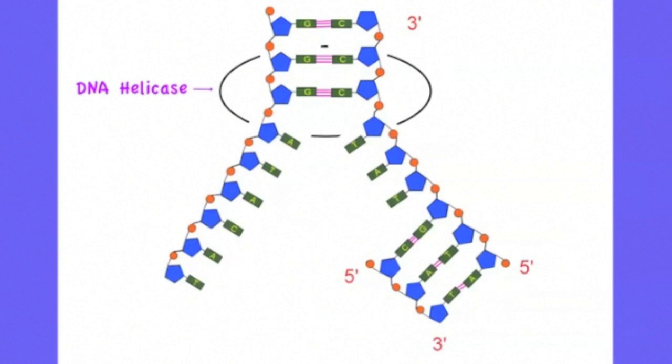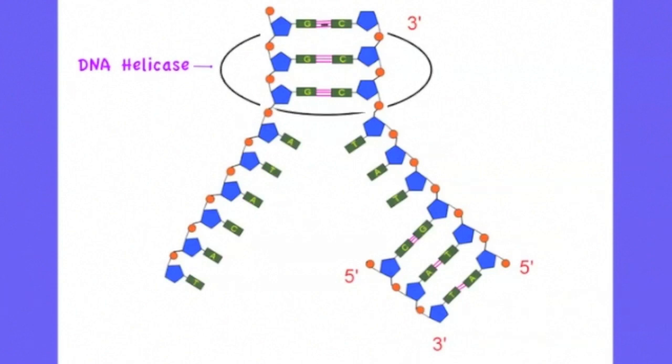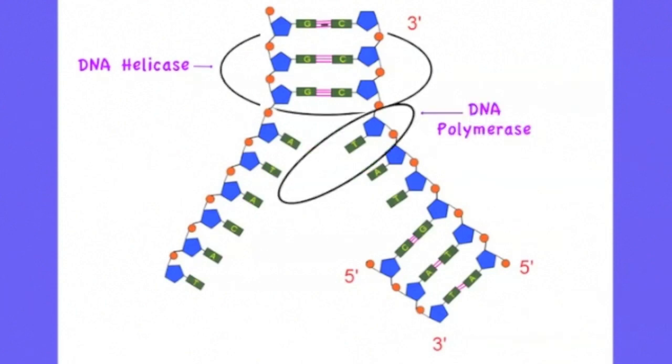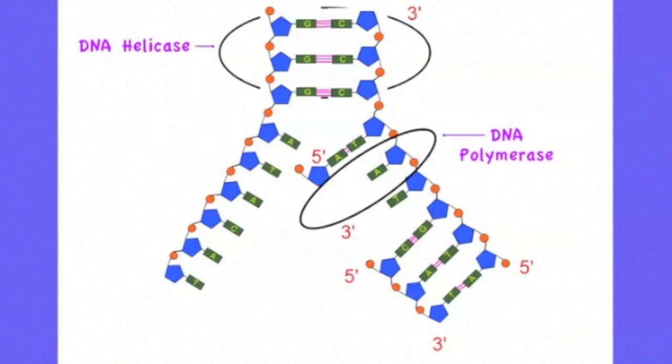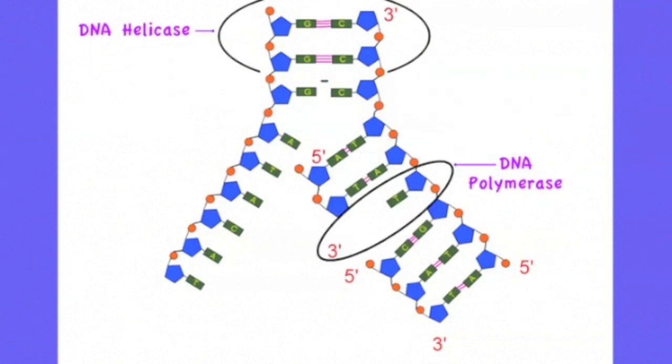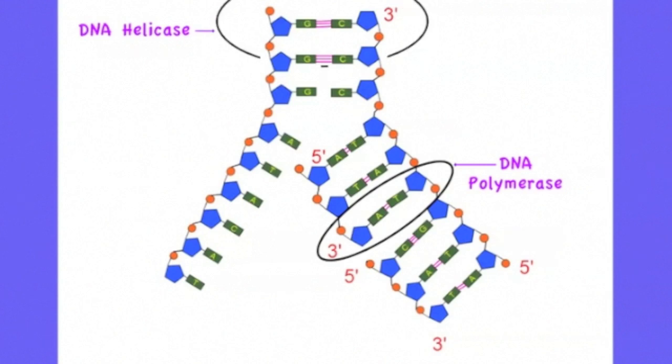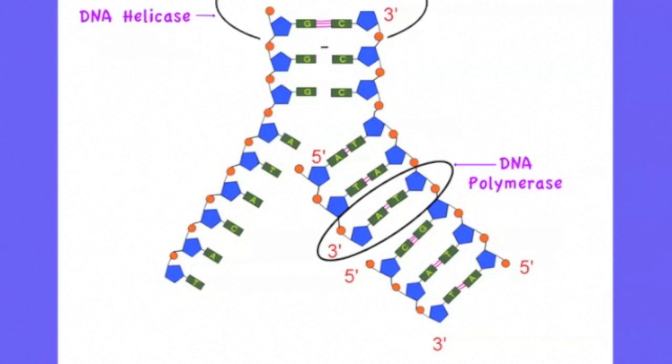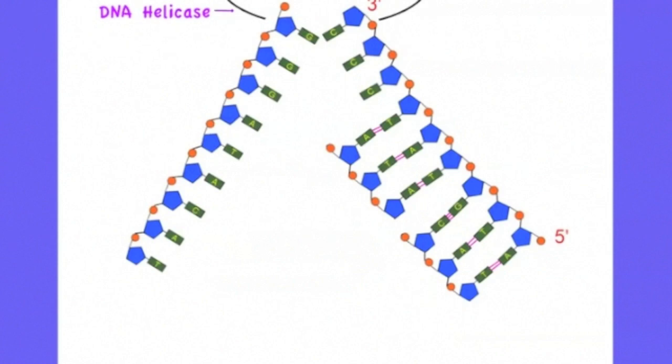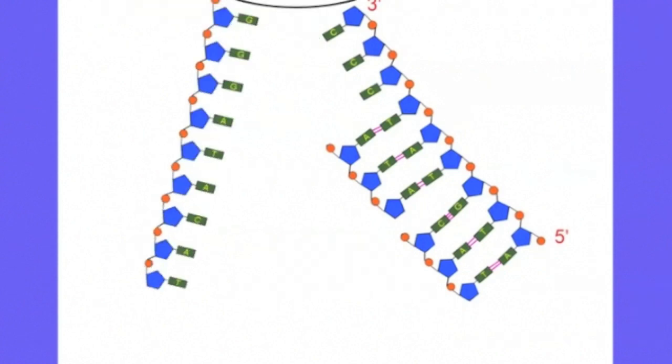on the lagging strand. Recall that we just mentioned that DNA polymerase was only able to add a nucleotide to the 3' end of the previous nucleotide. So what's different here with the lagging strand is that each time the DNA helicase moves up, the DNA polymerase is operating in the opposite direction.